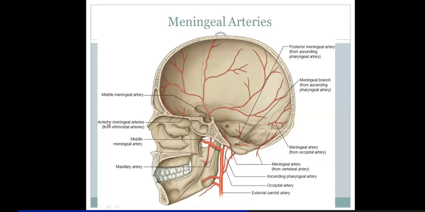Yes, look here. The anterior meningeal arteries from the ethmoidals, right? The anterior and posterior ethmoidal arteries, from the orbit, they enter into the roof of the nose or the medial wall of the orbit, and then they ascend up through the cribriform plate into the cranium, and these anterior and posterior ethmoidal arteries supply blood to the floor of the anterior cranial fossa.